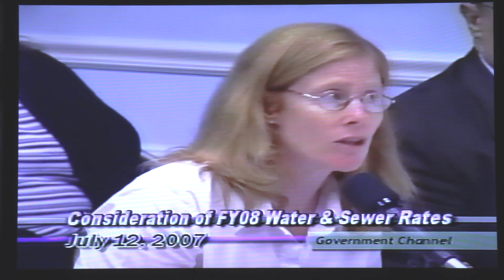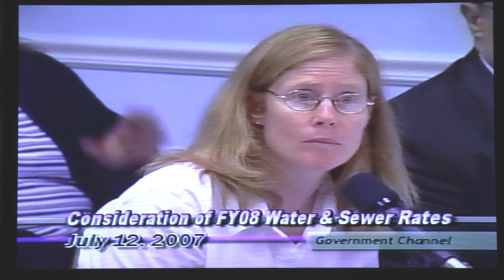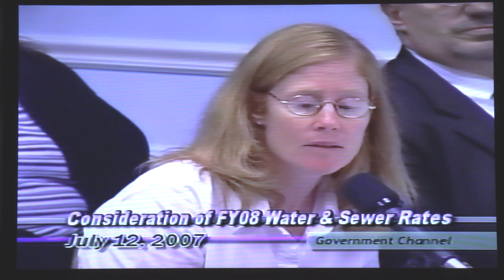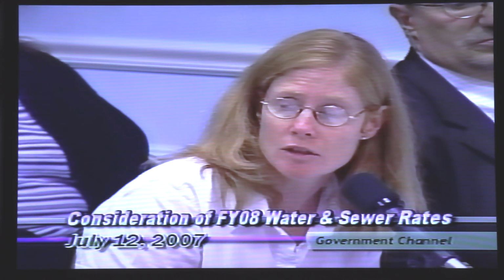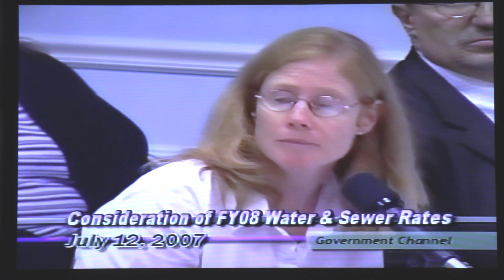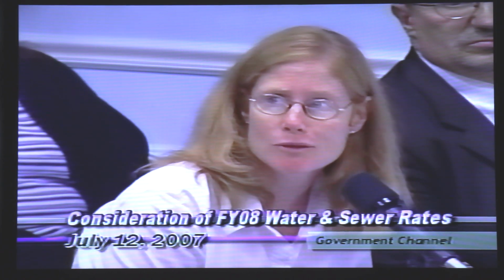And then the other one was on using averaging for apartment buildings, and we surveyed all of the comparable communities, and nobody divides their apartment usage into units. They all bill one bill for the entire complex. So those are two differences. We are unique in those two categories.